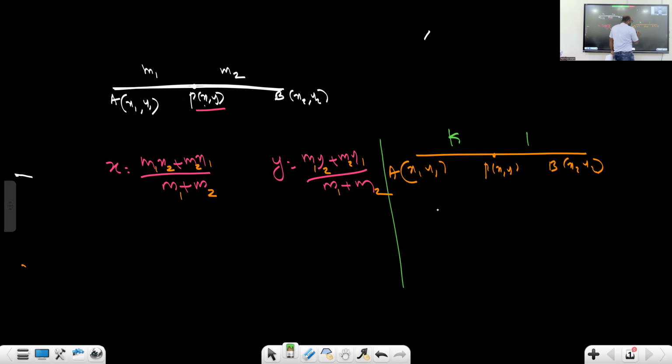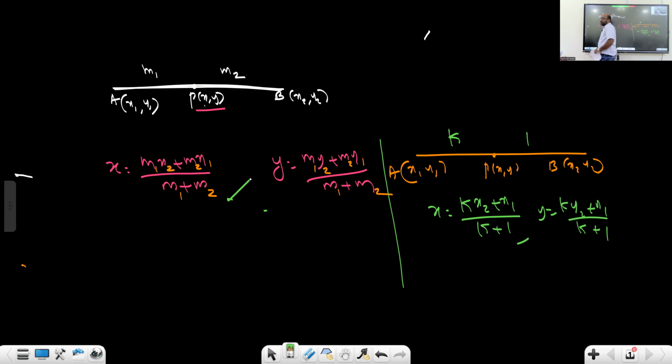In this case, what is x equal to? x equals k x2 plus x1 by k plus 1. y equals k y2 plus y1 by k plus 1. Even if you use the earlier formula it is fine, but for better calculation you can use this one to find the ratio. Write it. We will do the questions, don't worry, we'll make it perfect.